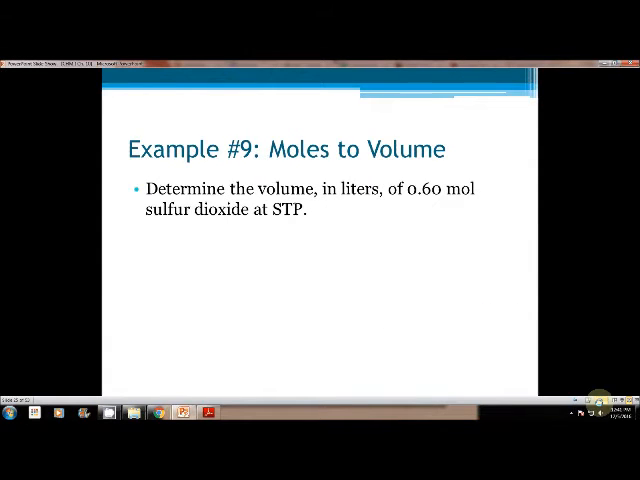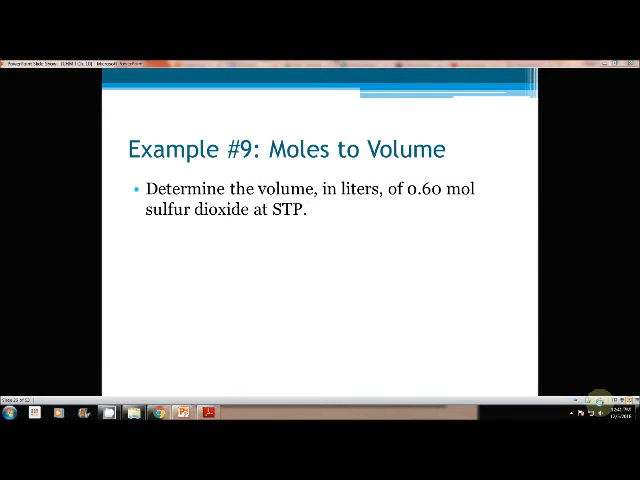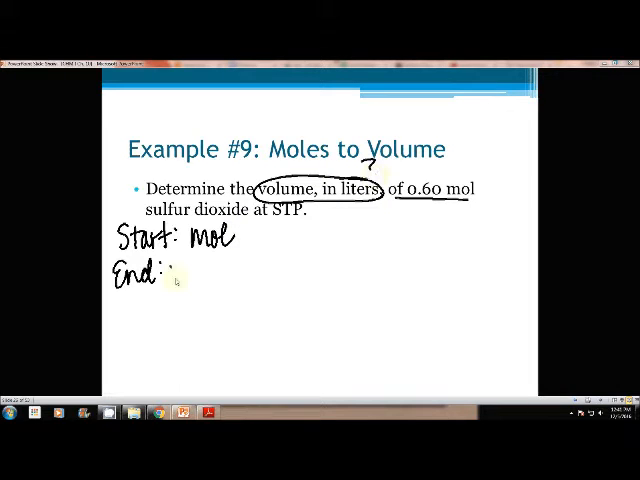So for example 9, we need to determine the volume in liters of 0.60 moles of sulfur dioxide at STP. Since we're using our mole map, we're still going to figure out our start and our end. Okay. So what are we starting with? What circle are we starting with in the back? Moles. And where are we going to? What are we trying to find? Liters and volume. I'm going to put vol for volume. Then I'm also going to put L in parentheses so I know that my unit is going to be a liter. So now what do I do?